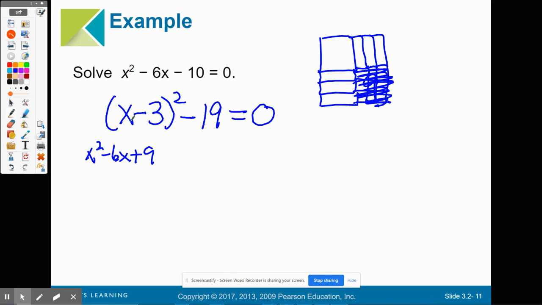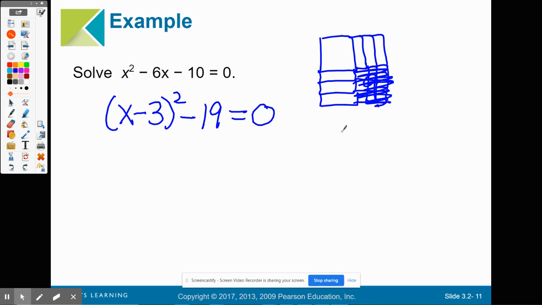And that is the same thing as this. These two equations are the same. This is the picture. There's supposed to be 9. But I don't have 9, so I have to take away the 9. I have to take away 10 more, and this is the equation in vertex form. Again, if that's hard for you, then don't do it that way.